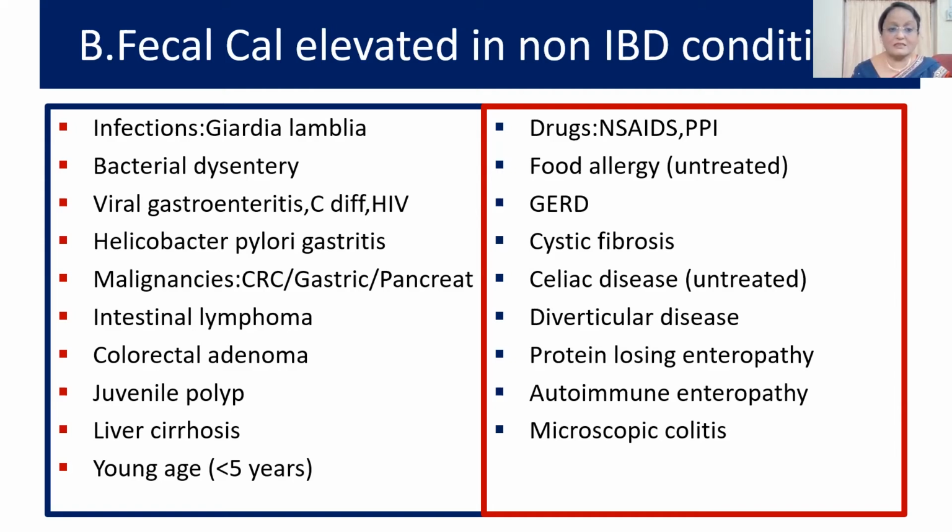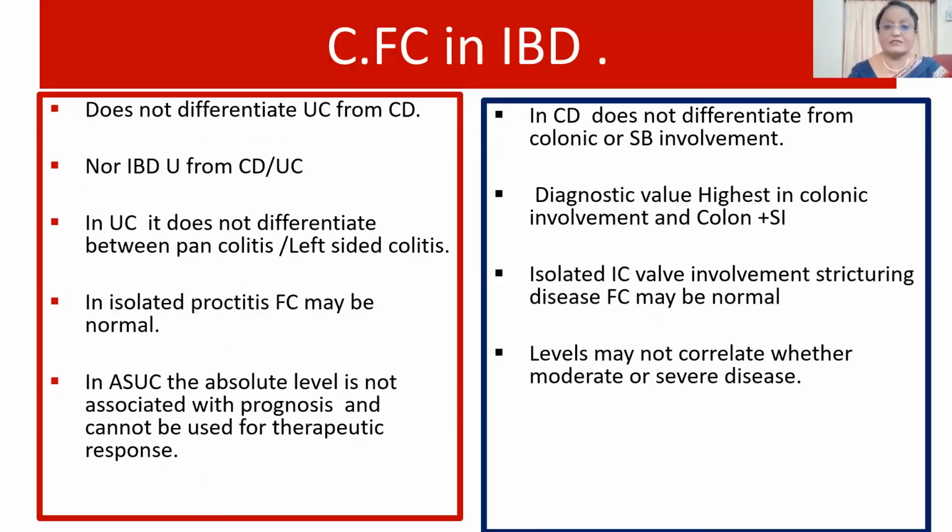Diff, malignancies, juvenile polyp in children less than 5 years, food allergy untreated, celiac disease untreated, protein-losing enteropathy, and microscopic colitis can all show elevated fecal calprotectin. So very, very important from the beginning: do not use just one investigation to make a diagnosis of IBD. That is why fecal calprotectin is not used for the diagnosis of IBD. I will tell you what it is used for. It only tells you there is intestinal inflammation.